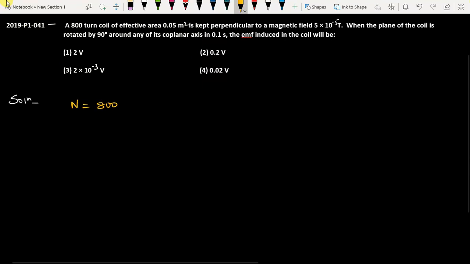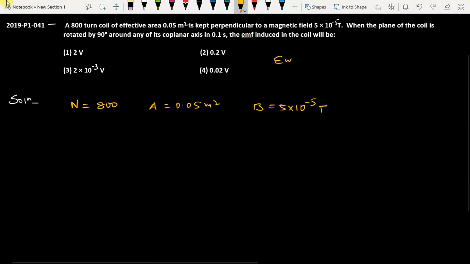800, effective area is 0.05 meter square, and magnetic field which is perpendicular to the coil, that is 5 cross 10 to the power minus 5 Tesla. When the plane of the coil is rotated by 90 degree around any of its coplanar axis in 0.1 second, then EMF induced in the coil will be. So we have to find out induced EMF, right?